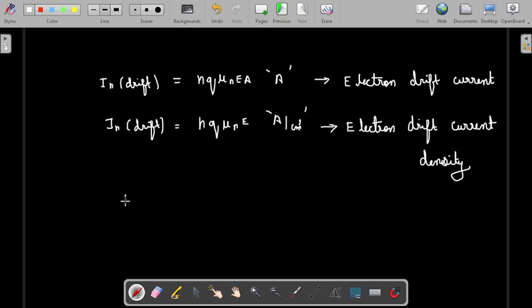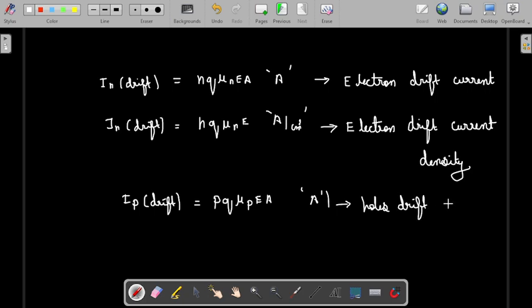So similar to that, it will be for Ip. Ip drift will also be similar, but instead of n it will be p, based on the free charge carrier. So p q mu p E A, the same amperes. This we call the hole's drift current. If it is divided by area, then we will call it the Jp drift.